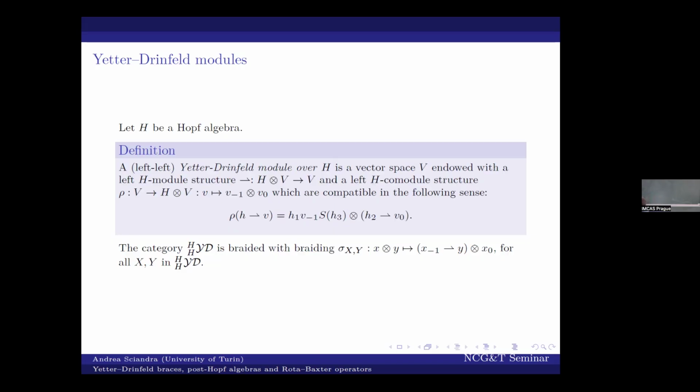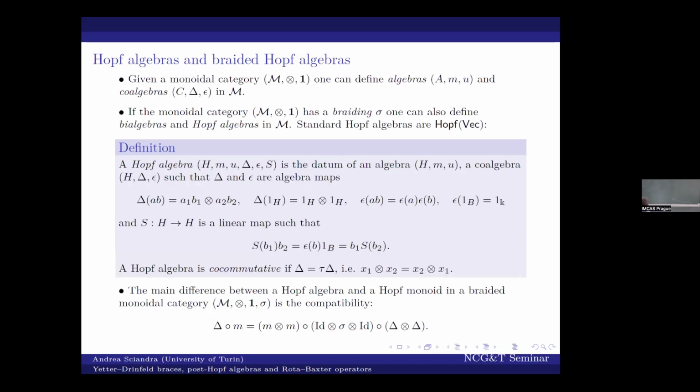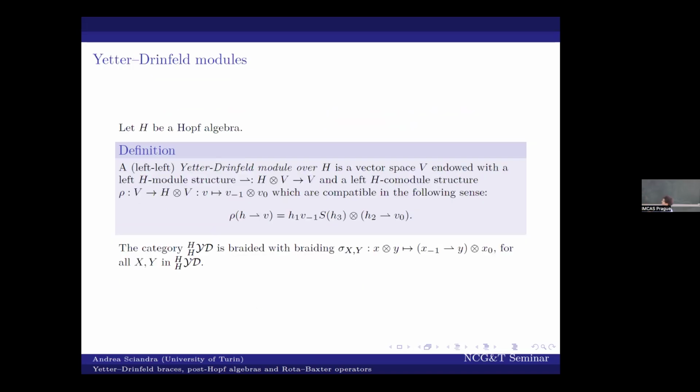If we consider Hopf algebras in the category of Drinfeld modules, clearly this compatibility changes, because we use the braiding of Drinfeld modules instead of the flip map. And the braiding is exactly this one.